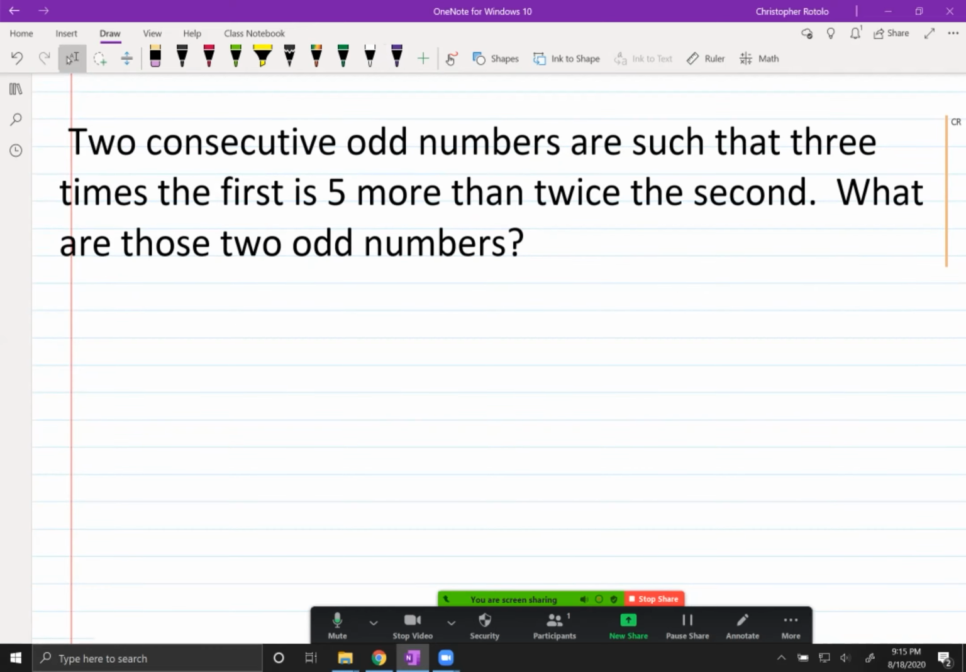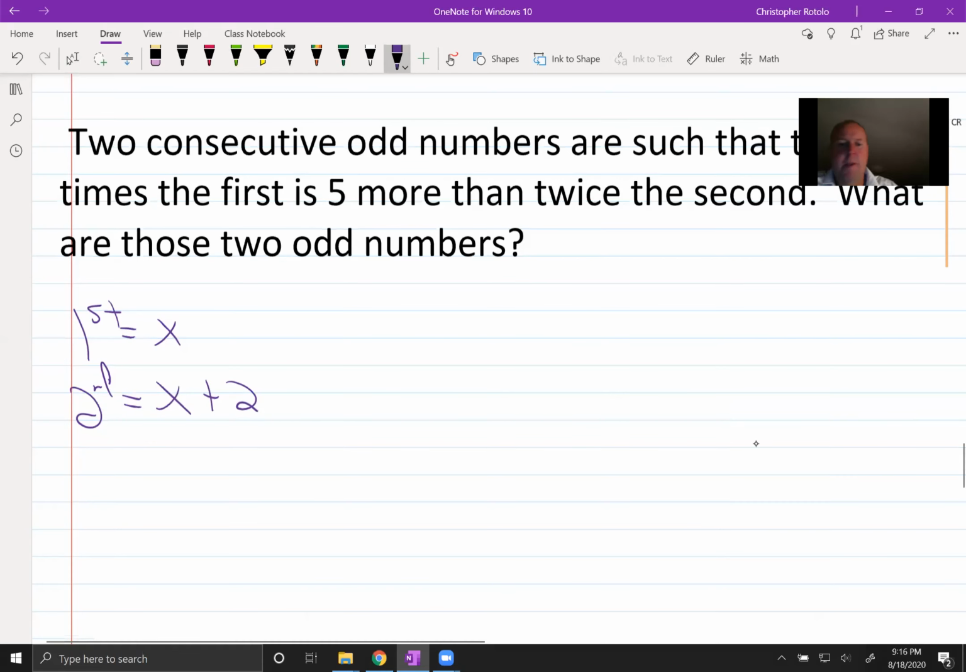Two consecutive odd numbers. Okay, so first number is x. The second number, I don't want the next one. I want consecutive odds. So how do I get from 1 to 3? I have to add 2. All right, so this is where it differs just a little bit more.